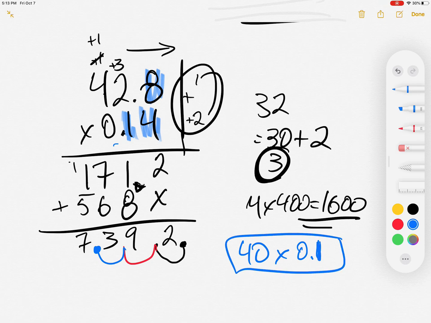But this means 10% of 40, so this is going to be about 4. Okay, so 0.7 doesn't make sense. 73 doesn't make sense. 739 does not make sense. The only one that makes sense is that. Right? I hope that serves you.